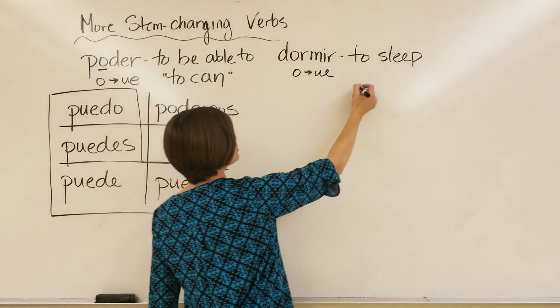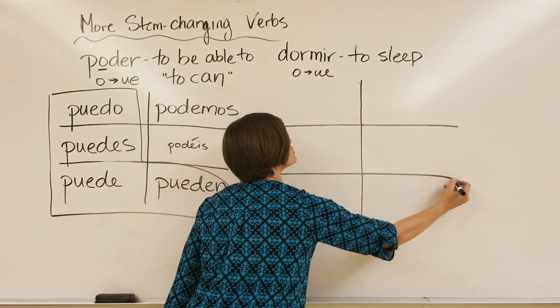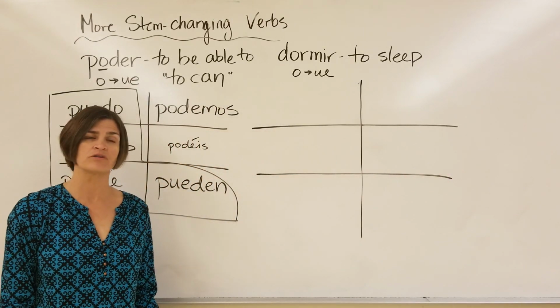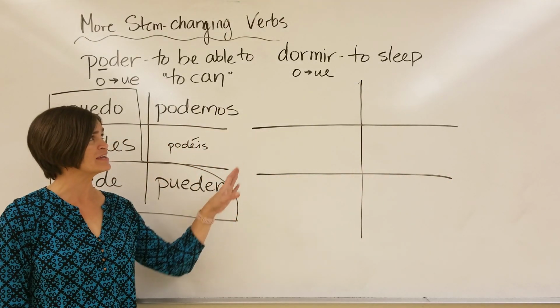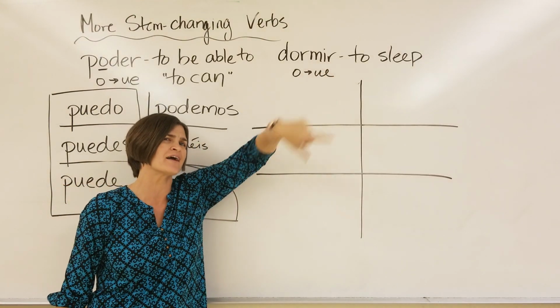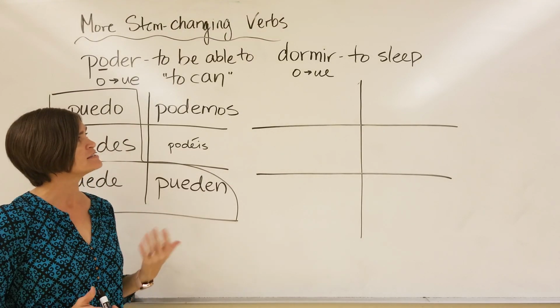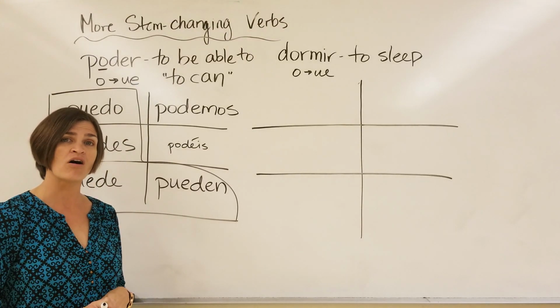So if you could, I would recommend that you pause the video and try to conjugate dormir on your own. Change the O to a UE, and be careful on your nosotros form, because not only does it not change, but it's an IR verb. So if you want to give yourself a little challenge, pause the video real quick, see if you can conjugate that verb all on your own.